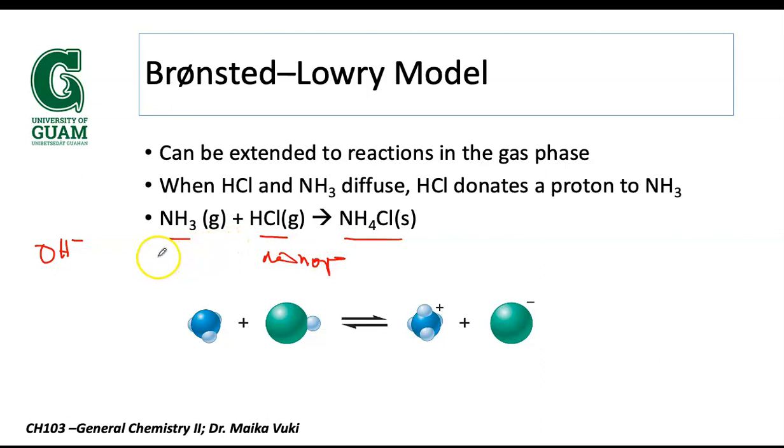Proton donor, and this is the proton acceptor. And that means this one is the acid, right? And this one is a base. So that's one reason why this definition is a lot more wide-ranging and encompassing compared to the Arrhenius definition. So you'll see a lot of this in the forthcoming discussion.